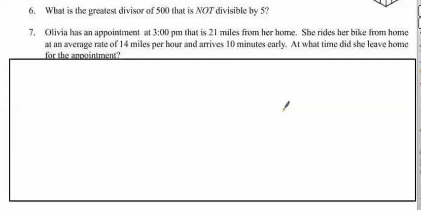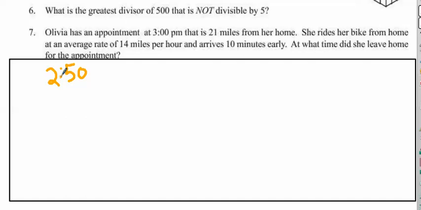So the first thing I knew is that she arrived for her appointment 10 minutes early. So she arrived at her appointment at 2:50. And then you know that she rides her bike at 14 miles per hour. So what I did first is I knew that she arrives at 2:50, like I wrote right there.